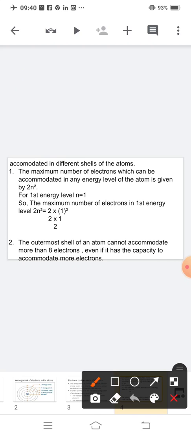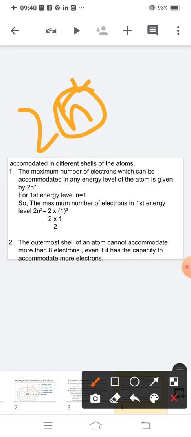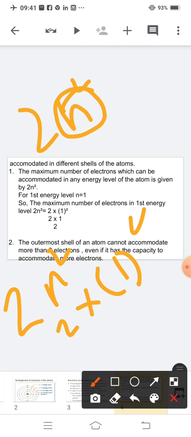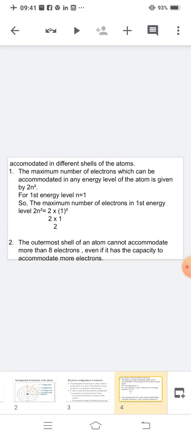Now, see here. The maximum number of electrons which can be accommodated in any energy level of the atom is given by 2n square. Clear? So here n is equal to the energy level. If the energy level is 1, then 2n square is 2 into 1 square, which is 2 into 1, equal to 2. So in the first energy level you can locate 2 electrons.